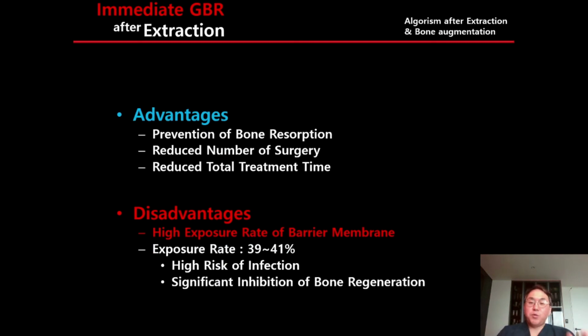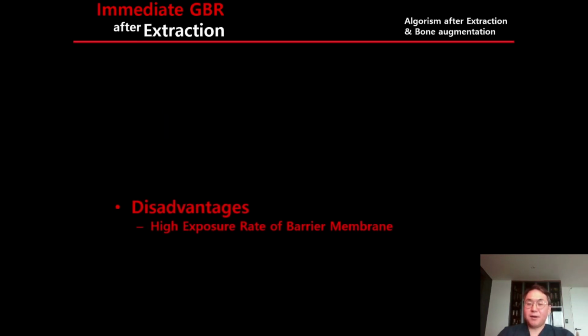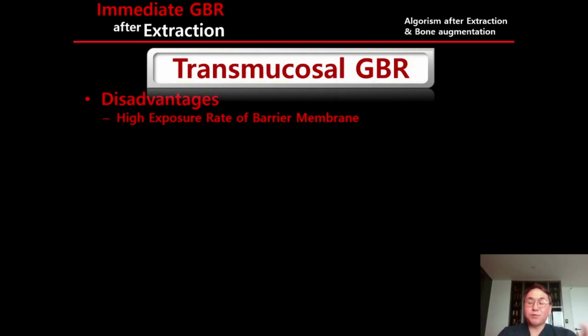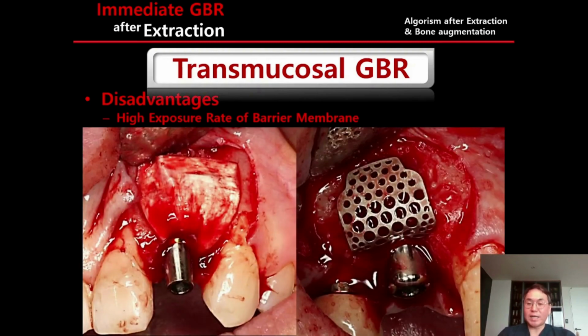Sometimes we can do GBR right after extraction. When the labial bone is gone, we should use a membrane, so we should do GBR. But the main disadvantage of immediate GBR after extraction is the higher exposure rate of the barrier membrane because of lack of soft tissue. As we talked in previous sessions, we can overcome this lack of soft tissue by using this transmucosal GBR. You can use a reservoir membrane or titanium mesh smart builder.